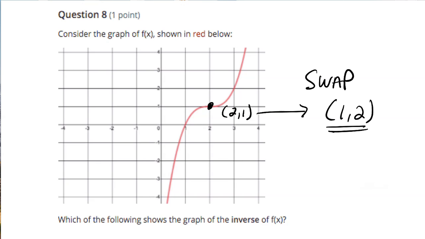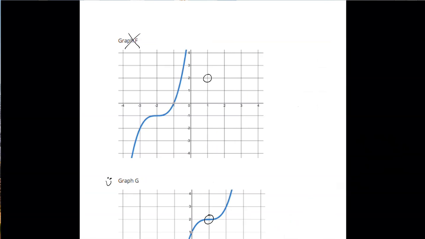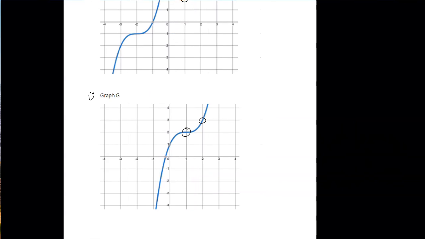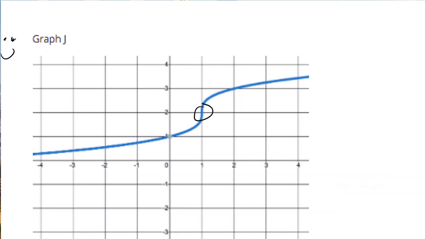Well, it looks like we know this point. See if that helps. That point is 3, 2. So the inverse, swapping those, the inverse should have 2, 3 on it. So let's see what graph has 2, 3. Does this graph have 2, 3? Yes, it does actually. Does this graph have 2, 3?